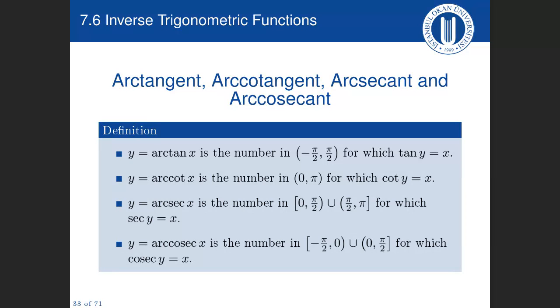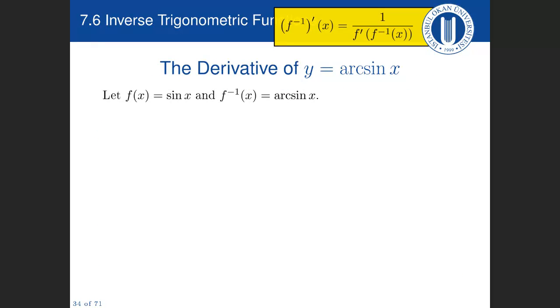Formally, y equal to arctan x is the number between minus pi over 2 and pi over 2 for which tan y is equal to x, etc. I want to talk about the derivatives of these functions. First, I want to talk about the derivative of arcsine x.